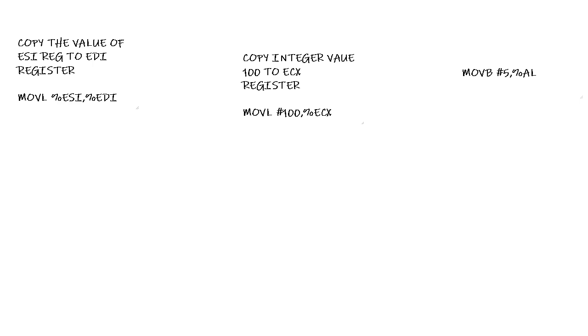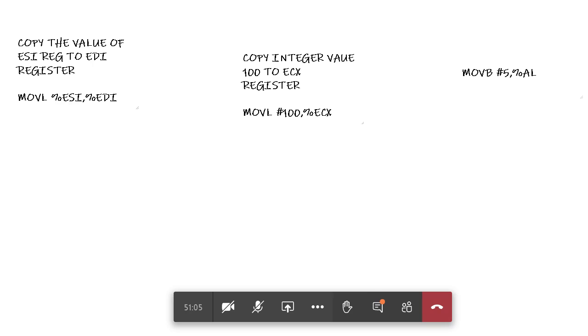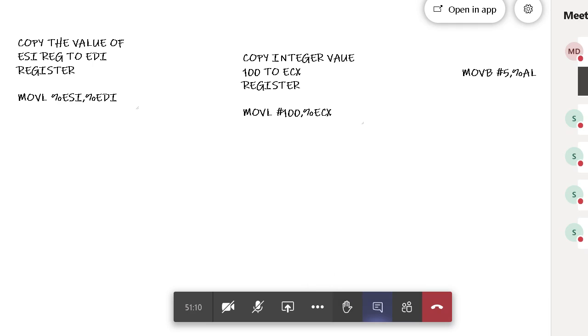Okay. AL is an 8-bit register, correct? Yesterday we studied, no, AL is an 8-bit register. What is the other 8-bit register we studied? There are two 8-bit registers we studied in EAX. EAX is a 32-bit register. In that, AX is a 16-bit register. In that, AL is an 8-bit register. Similarly, AH is the other 8-bit register. Okay, that is the meaning.